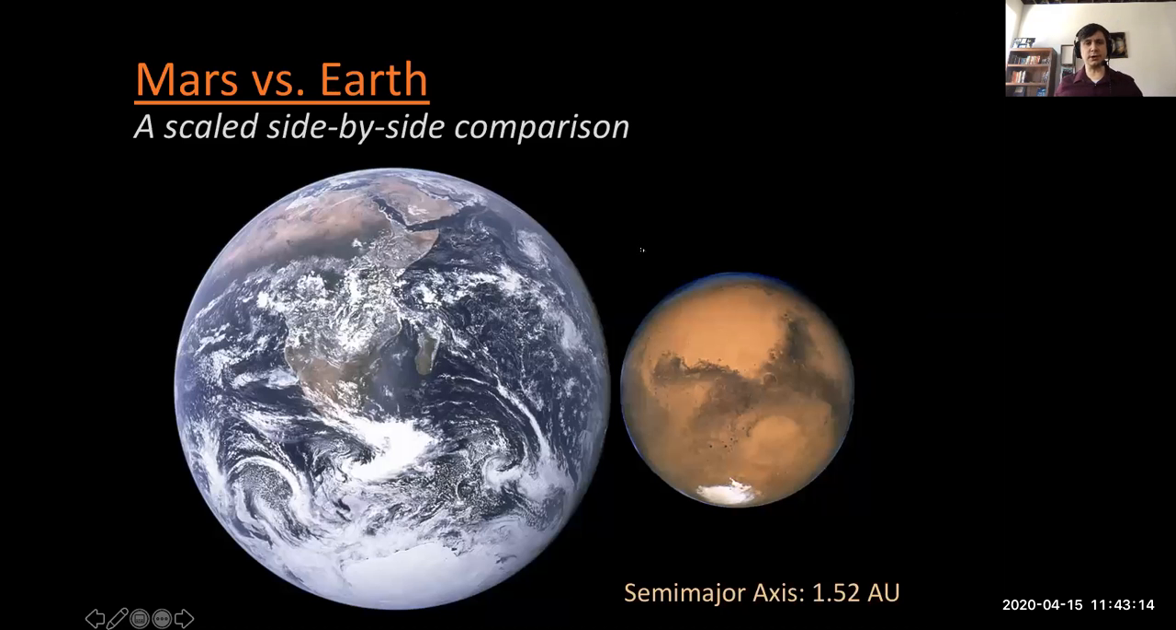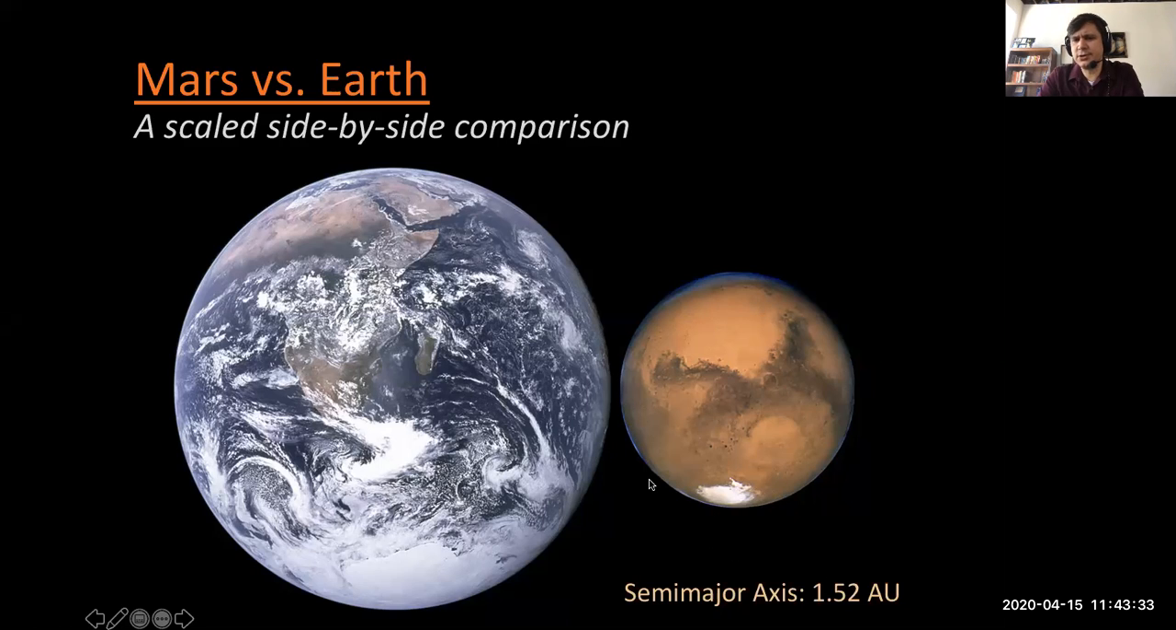I always like to start with our side-by-side view. So how big is Mars compared to the Earth? So here we have the Earth, and here we have Mars. Mars orbits the sun further away. We now have a semi-major axis larger than 1 astronomical unit. So it's 1.52 AU, and it's about half the size of Earth.